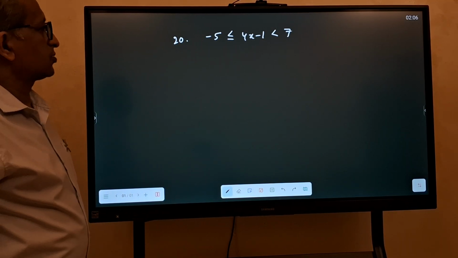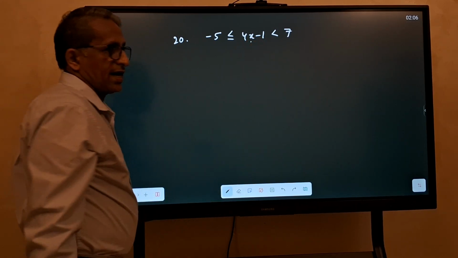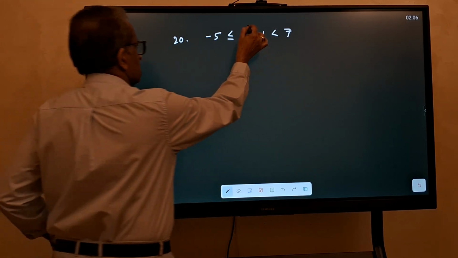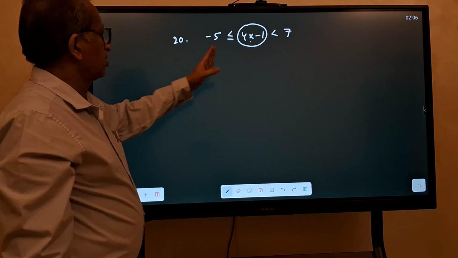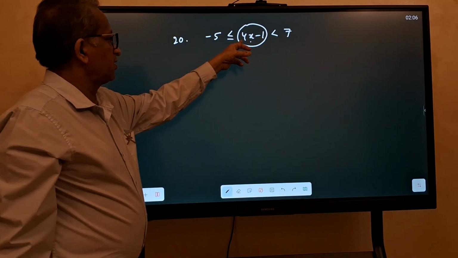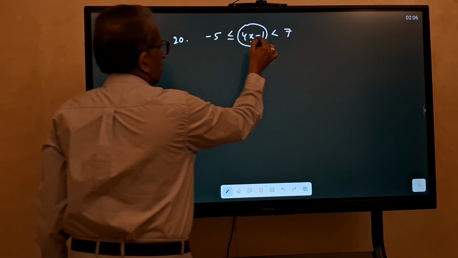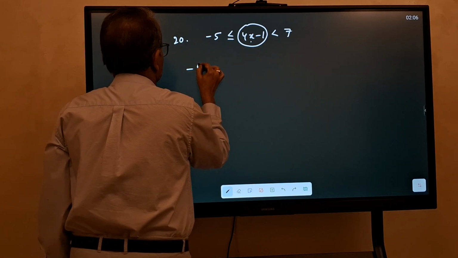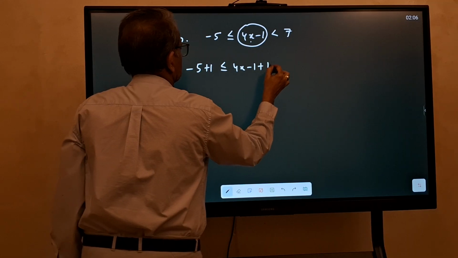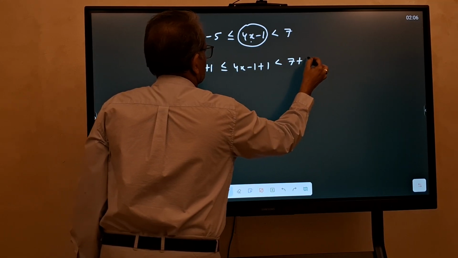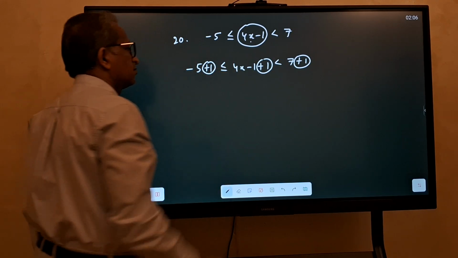So here also we are asked to solve this. That means you need to find the value of x here. So you just see the middle term and remove minus 1 first and then 4. So how to remove minus 1? Minus 1 means I will add that means I will add in all the three places.